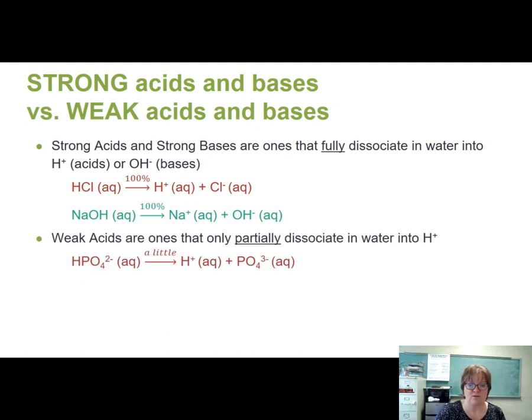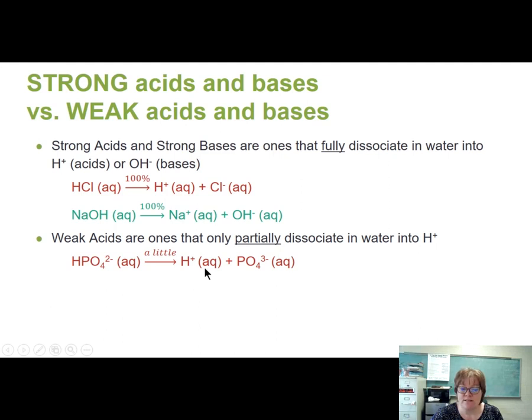However, we can also have weak acids. Weak acids are ones that only partially dissociate in water. So for instance, this hydrogen phosphate ion is an example of a weak acid. Some of the molecules remain intact, but some of them break apart and form H plus and the phosphate ion.